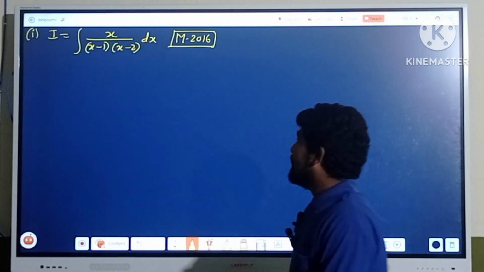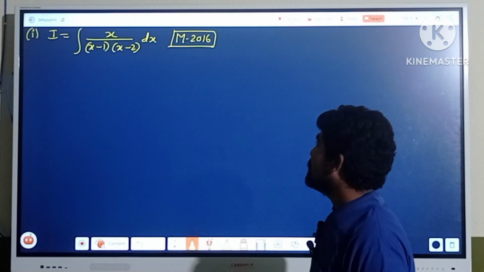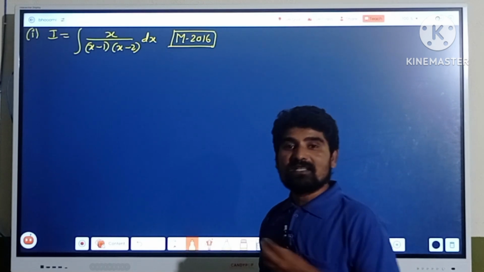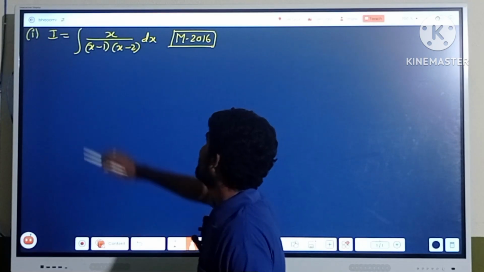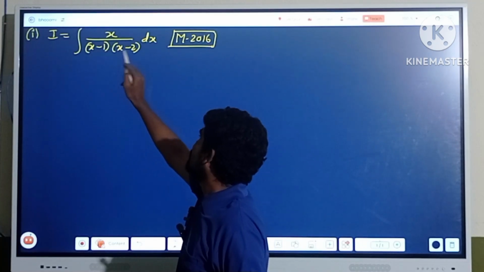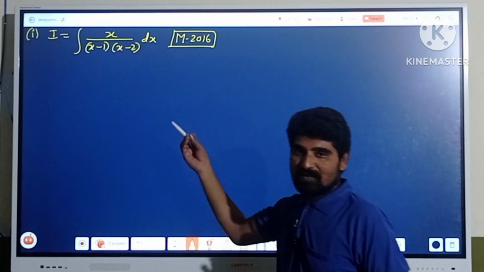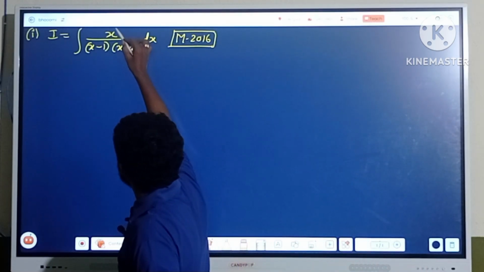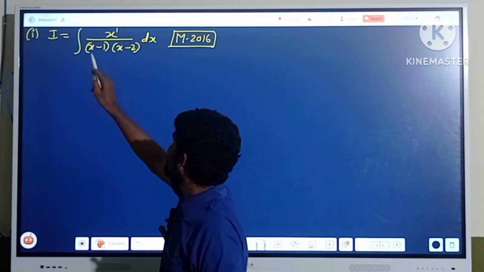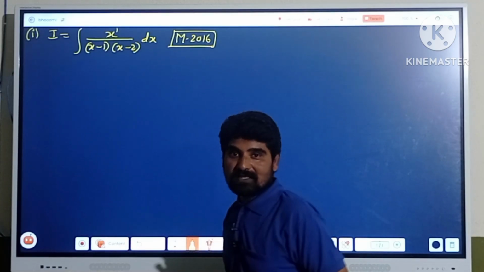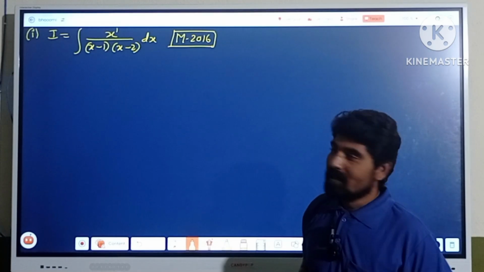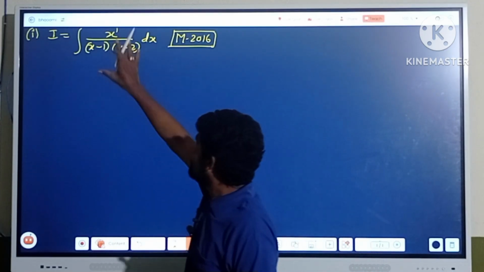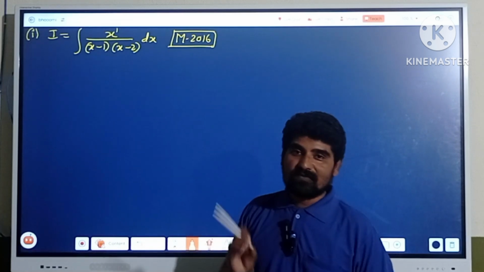See here, to integrate this by using the partial fraction method, first we need to observe the integrand used in this integral problem. What is the integrand here? x divided by (x minus 1) into (x minus 2). Obviously, this is a rational function. The degree of the numerator is 1 and the degree of the denominator, x into x, is x square, therefore its degree is 2. So the degree of Px is less than the degree of Qx. Therefore, this is a proper rational function.